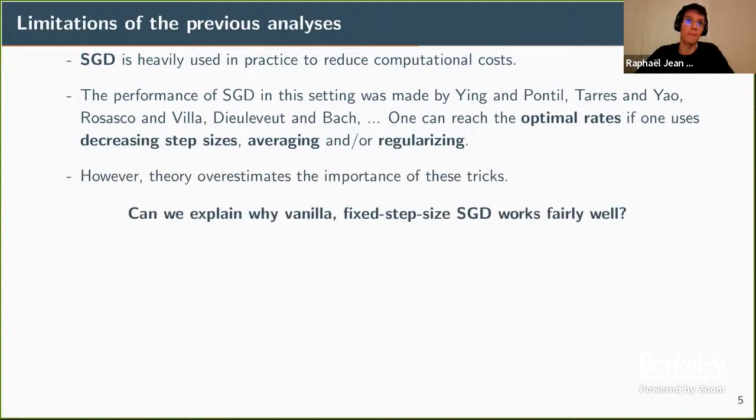However, in practice, it seems that people are not using these tricks so much. And in simulation, it seems that theory overestimates the importance of these tricks. Maybe we make some of these assumptions because it just makes the proofs easier. And so we try in this work to do something completely different. We want to take plain vanilla SGD and see whether it works well or not.